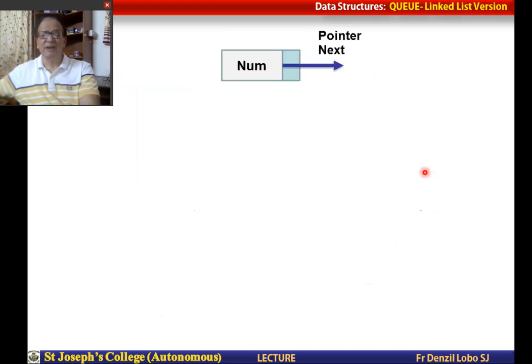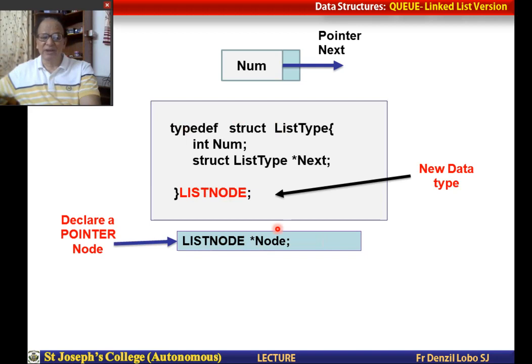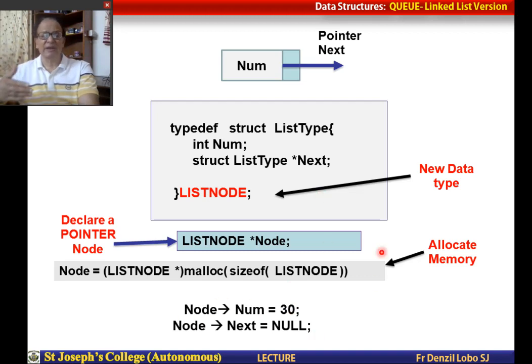So with that, again we go through this. This is the pictorial representation of a node of a linked list. This is how we declare list node as a new data type. And here we declare a pointer variable of list type. Node is the pointer variable. And this is how we allocate memory to this node. And then here is how we assign these values to this node. So this is a repetition of what I did just now.